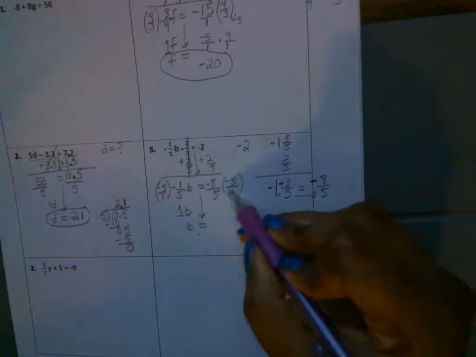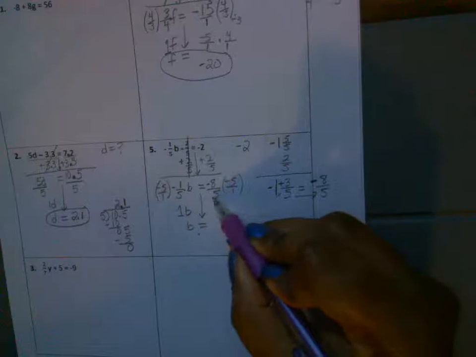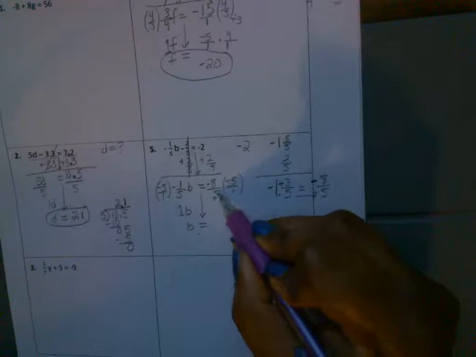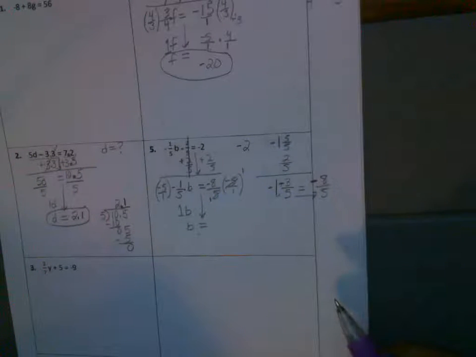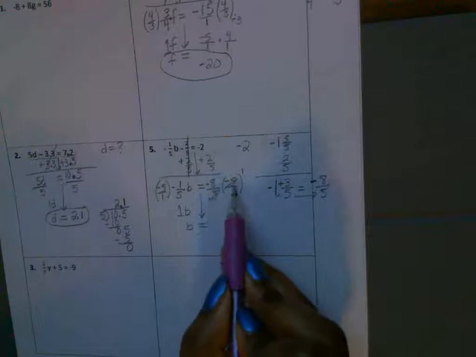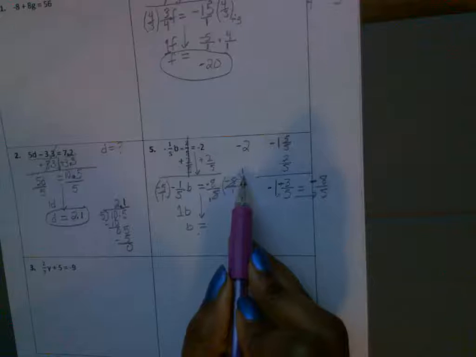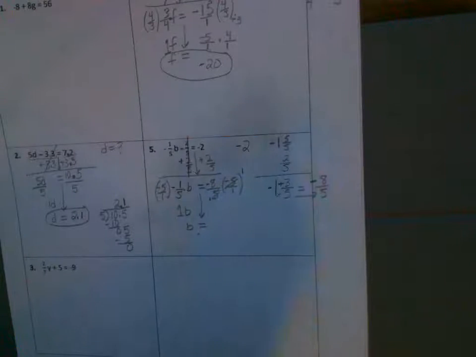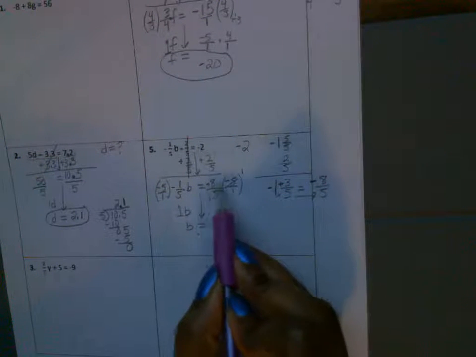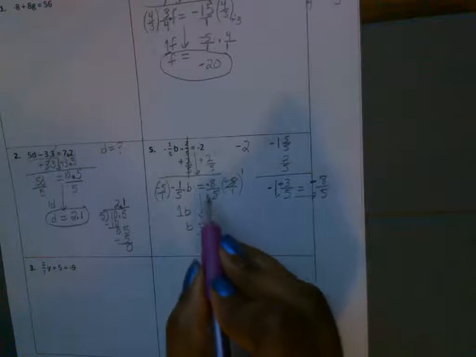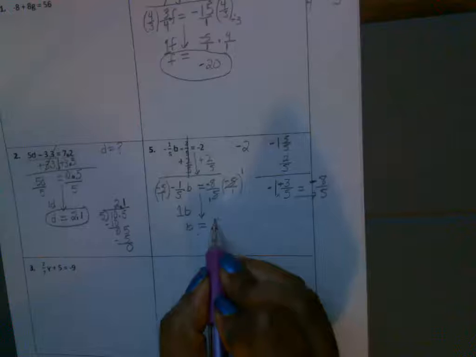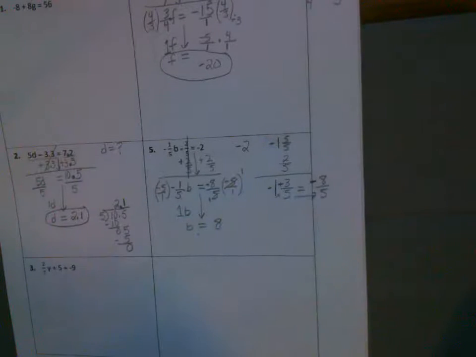When I reduce this diagonally, this cancels out because 5 will go into 5 one time. So I get 1s here. I multiply straight across. This gives me negative 8 on the top and 1 on the bottom. Well, not negative. A negative times a negative is actually a positive. So this gives me a positive 8.